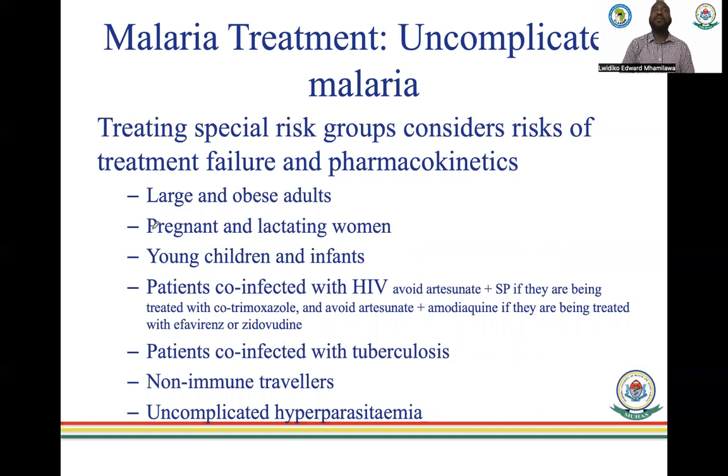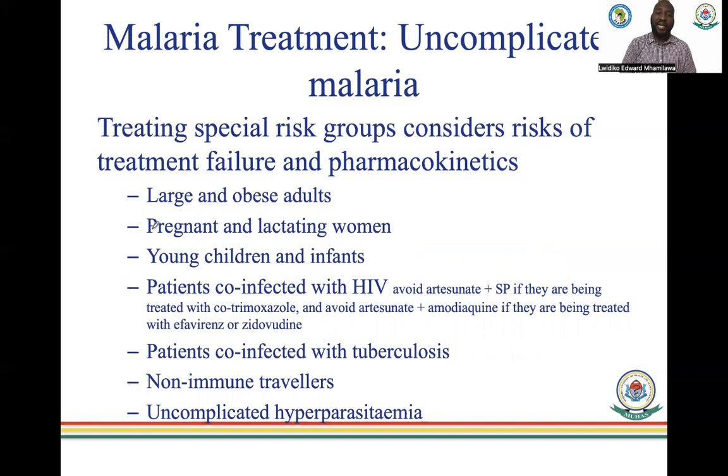But if someone is obese, they tend to have a larger volume of distribution and sequester a lot of the drug in the fat tissue. So sometimes there is a controversy, an area of continued work, to see what dose would actually be appropriate for people who are obese and have malaria.